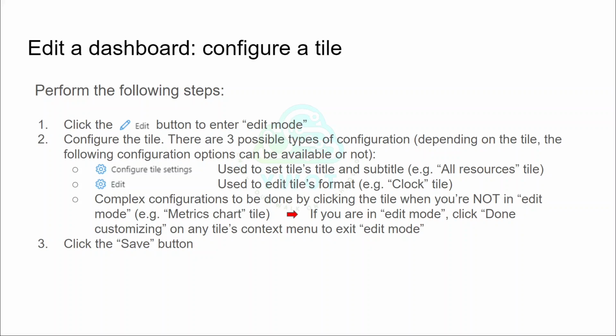The third type of configuration is the most complex, and you need to do it when you are not in edit mode. So if you are in edit mode, you need to click Done Customizing on any tile's context menu to exit edit mode. An example of a tile providing this type of configuration is the matrix chart. And finally, as usual, you need to click the Save button.